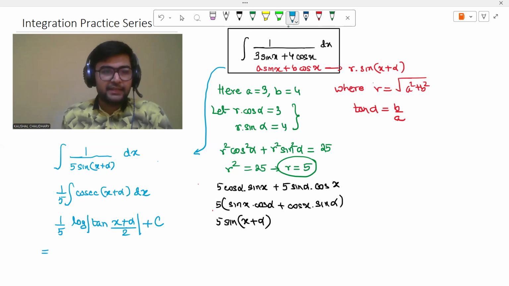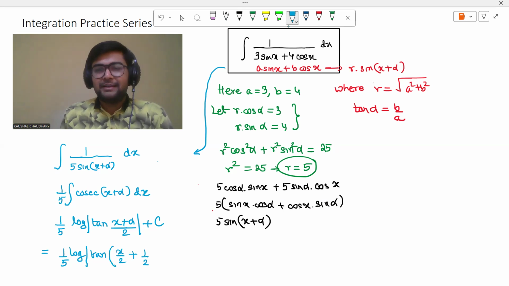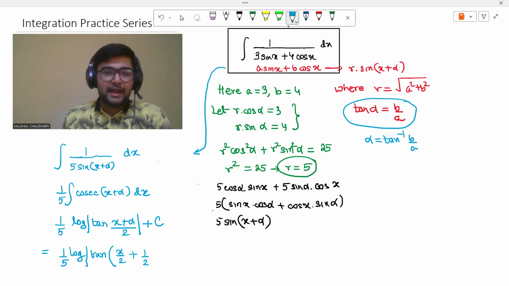So finally we get 1 upon 5 log mod tan. I'll just split (x plus alpha) by 2 can be written as x by 2 as it is, and I'll get alpha by 2, so that is half into alpha. What is alpha? Tan alpha was b by a. So taking tan inverse on the right hand side, alpha will become tan inverse b by a. And we will get tan inverse, what was b? b was 4 and a was 3 in our question.